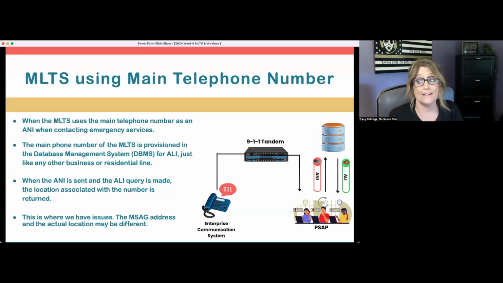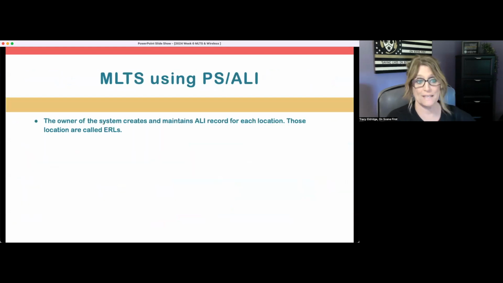Well, that's great if there's only one address. When it's not great is when there's more than one address. When I have a series of buildings on a campus, that's not great. We don't love this for MLTS. What we would prefer is if it had its PS-ALI, our private switch ALI, but not everybody is doing that. And we want everybody to be doing that.